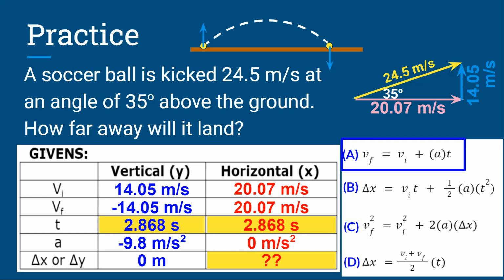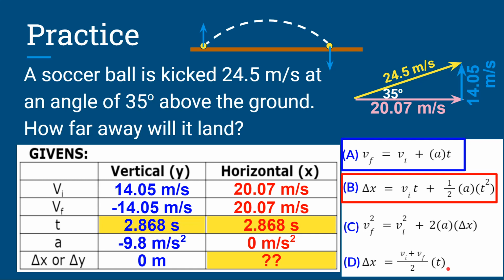If I want to find my range, I have to use just the horizontal data. I have VI, I have VF, I have T. I'm looking for delta x. The only equations we can use for this horizontal are going to be B or D, and it's because they end up being the same thing. Both of them say displacement equals velocity times time, because if I use this equation and I put a 0 in here for A, because the acceleration is 0, this whole term goes away. And it's displacement equals velocity times time. This one also says displacement equals velocity times time. It's the same thing, pick one.